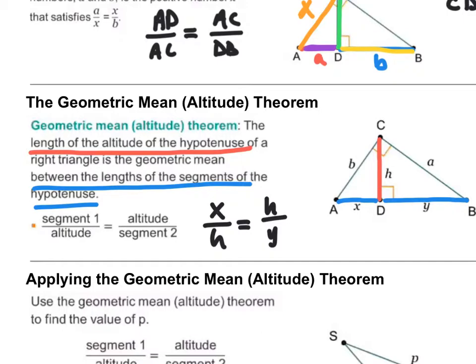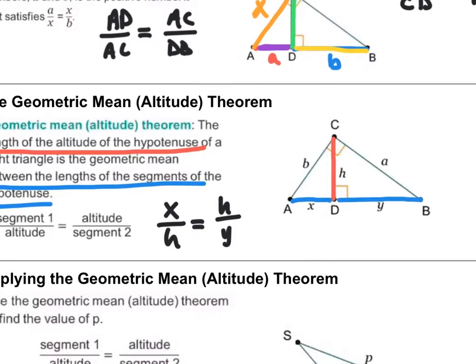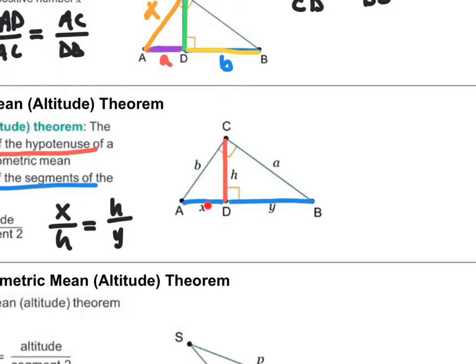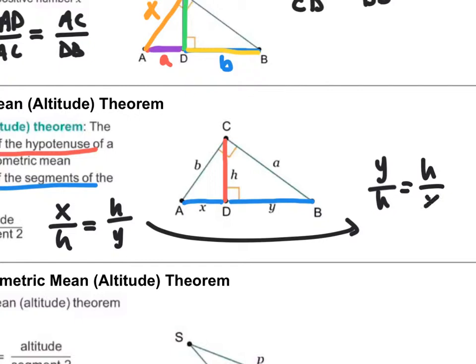Now, the other thing I want you to see is that even though I have this length x divided by h and then h divided by y, we can flip this around. We could rewrite this and say if I take the length of y and divide it by h, that would be equivalent to taking h and dividing it by x. It doesn't matter which one you do, as long as you flip-flop h. You can do it whichever way you want.